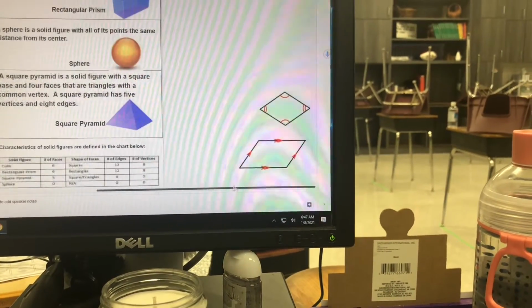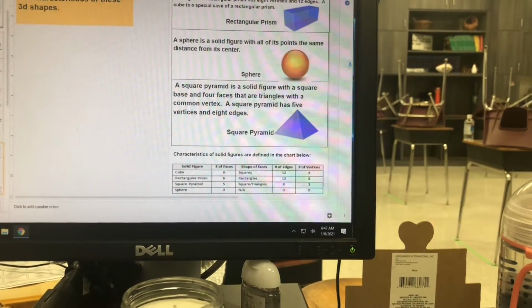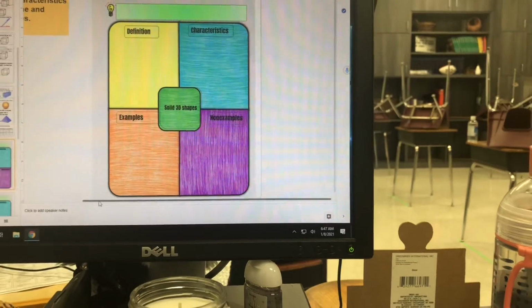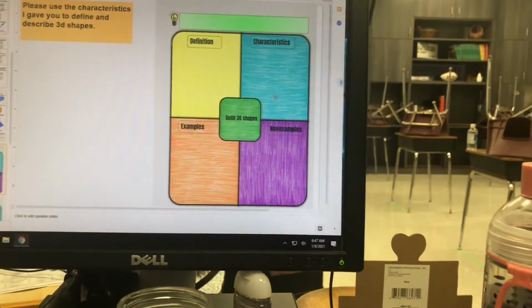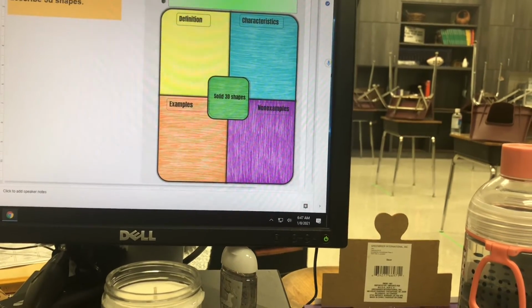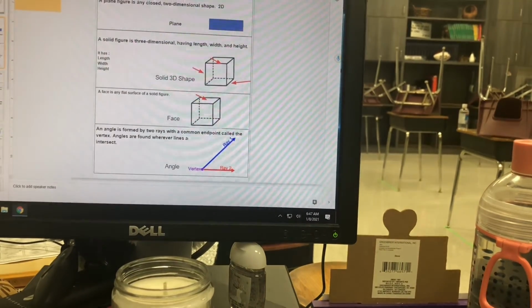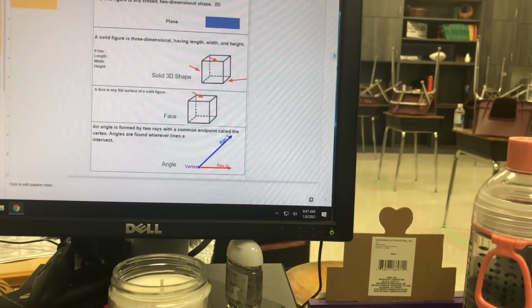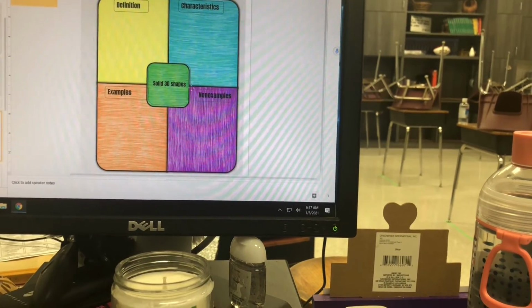And again, it has some figures over here that you can look at. Make sure you're sliding back and forth to see whatever you can find on those slides. You're using what you know from the slides before to do the same thing here. You're going to talk about solid 3D shapes. So you're going to find the chart that talks about the solid 3D shapes, and you're going to apply what you know into this chart here, onto this slide here.